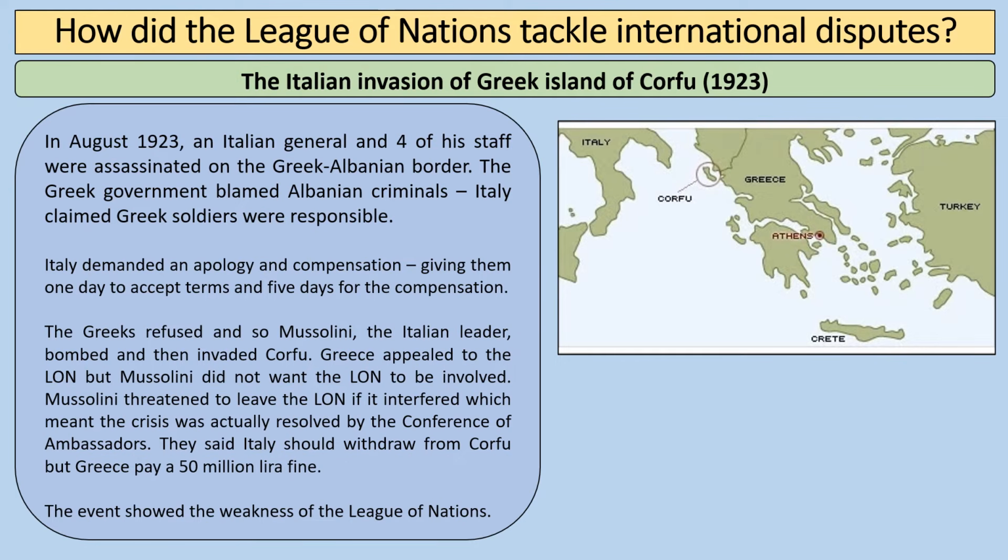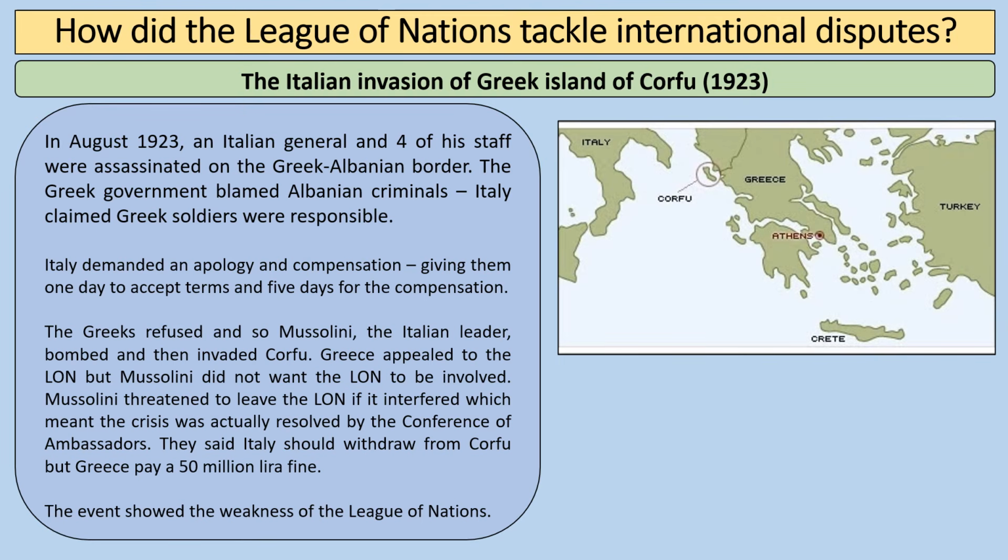Now, Italy demanded an apology and compensation, and they gave the Greeks 1 day to accept the terms and 5 days for the compensation. The Greeks refused, and in response, the Italian leader Mussolini bombed and then invaded Corfu. Greece appealed to the League of Nations for help, but Mussolini said he didn't want the League of Nations to be involved and threatened to leave the League if it interfered. So the crisis was actually resolved by a small organisation known as the Conference of Ambassadors. They argued that Italy should withdraw from Corfu, but that Greece should pay a 50 million lira fine.